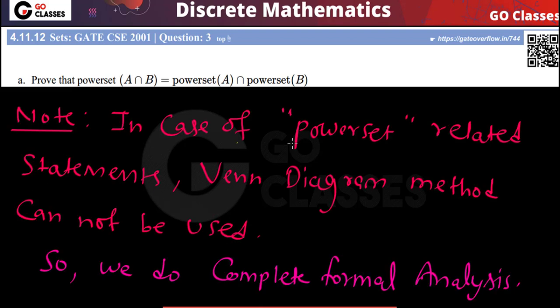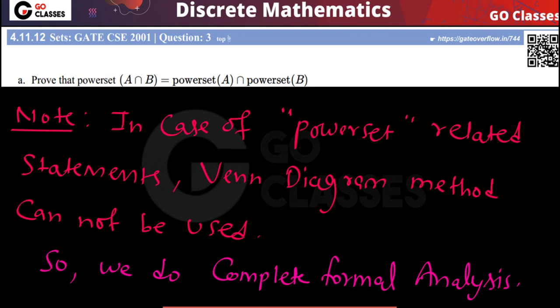So you can notice in case of power set related statements, the Venn diagram method cannot be used. This is the limitation of Venn diagram method. In the GATE exam, whenever there is a question related to sets, you should definitely apply the Venn diagram method because this is very easy. But remember, in the case of power set related statements, this Venn diagram method will not help you.